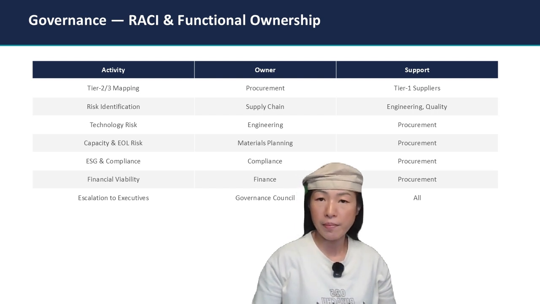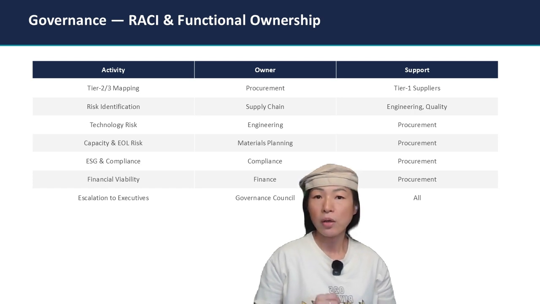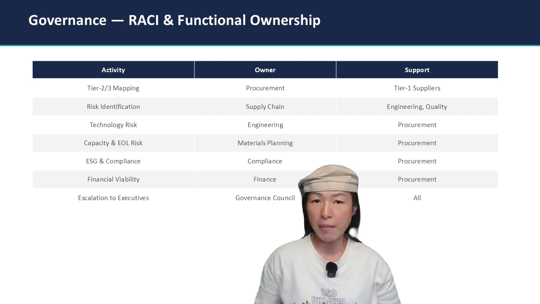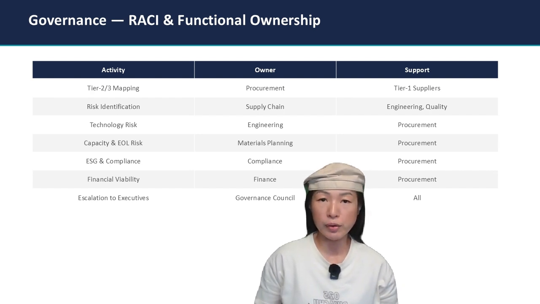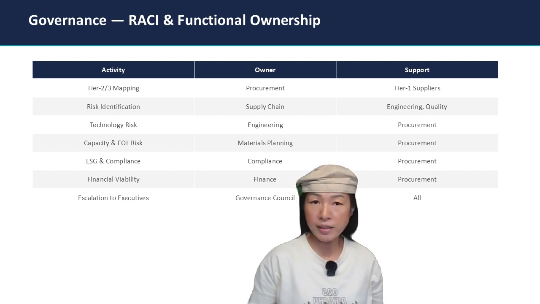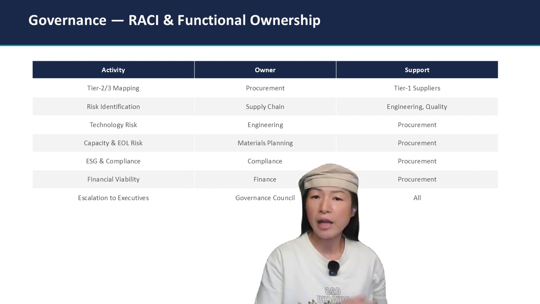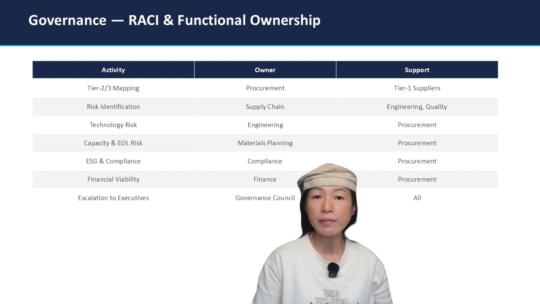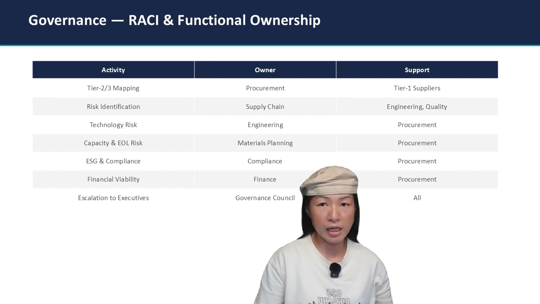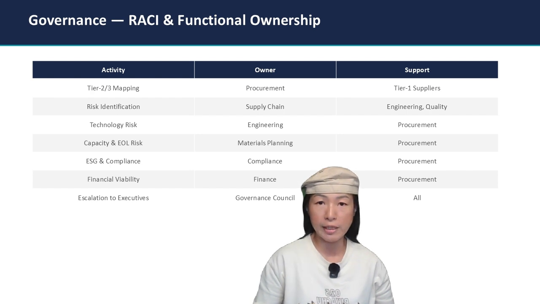This RACI matrix defines who owns each governance activity and who supports. Notice that ownership is distributed across functions. Procurement owns the mapping, but engineering owns technology risk. Materials planning owns capacity and EOL risk, and compliance owns ESG. This prevents procurement from becoming a bottleneck and ensures that domain expertise drives each risk dimension. The Governance Council collectively owns the escalation path to executive leadership when issues exceed functional authority.